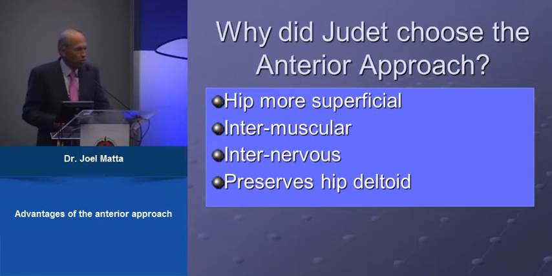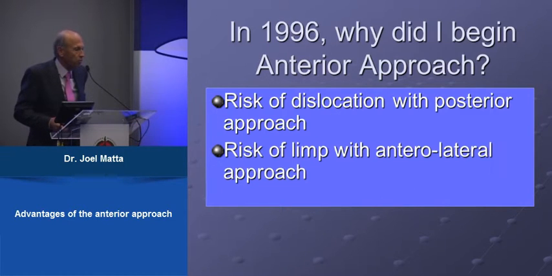And why did Judet choose this? Because the hip is closer to the skin, more superficial with anterior than other approaches. It's an intermuscular approach, preserving muscle attachments. It follows the internervous plane, so it's a truly extensile approach that allows proximal extension that the posterior or the transgluteal won't. It also preserves the hip abductors.